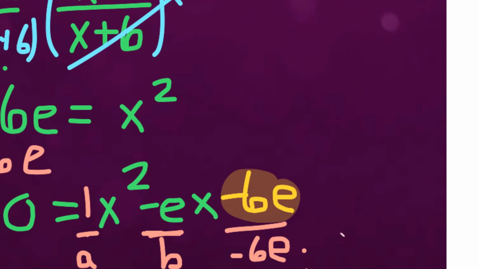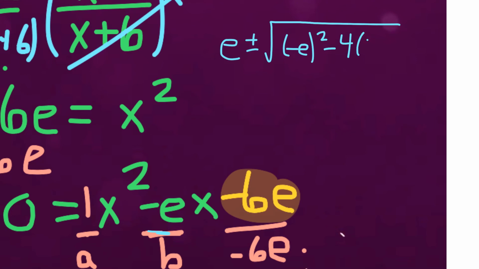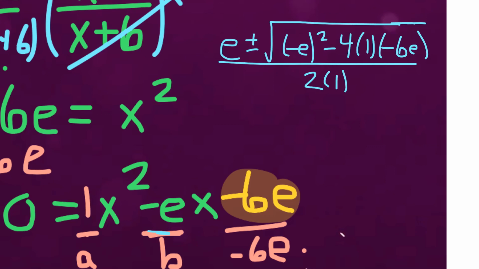Okay, so using the quadratic formula, negative b would be, because b is actually already negative, it would be positive. So negative b plus or minus the square root of b squared. So that would be negative e squared minus 4 times our a term of 1 times c, which is negative 6e, all over 2 times a, which is 1.